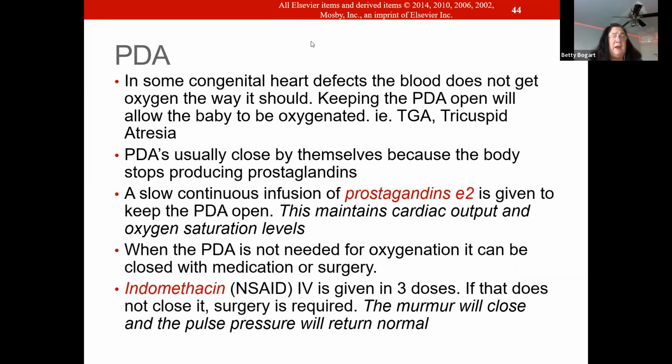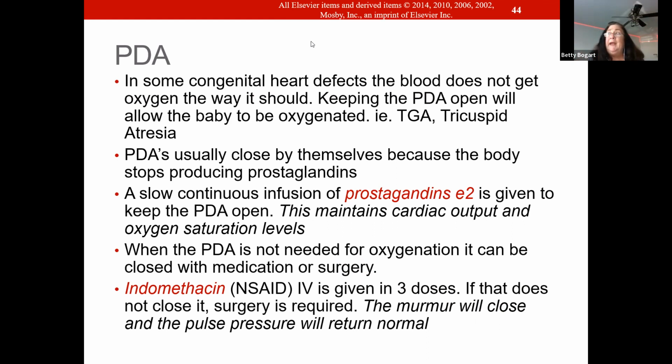So we know that sometimes, like I said, when blood doesn't go to the lungs, we need to keep it open. So we do that slow, continuous infusion of prostaglandins. What does the prostaglandins do? What is the main purpose? Well, it's oxygen saturation levels, but it maintains cardiac output. So maintains cardiac output, and it also keeps the maintenance of the oxygen saturation level.